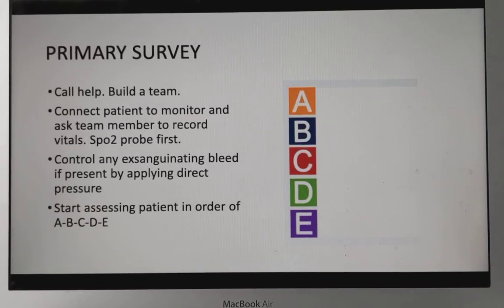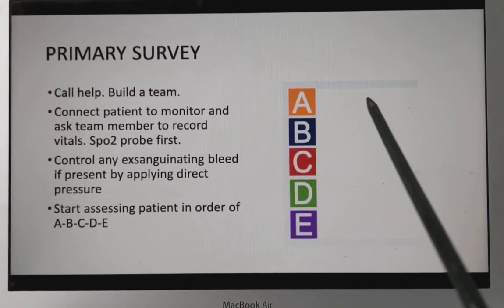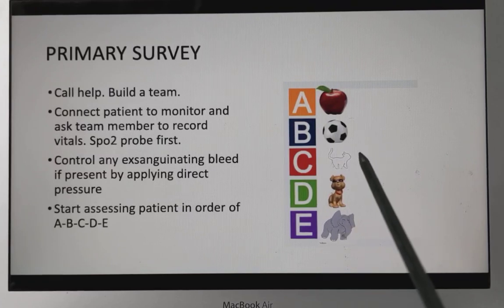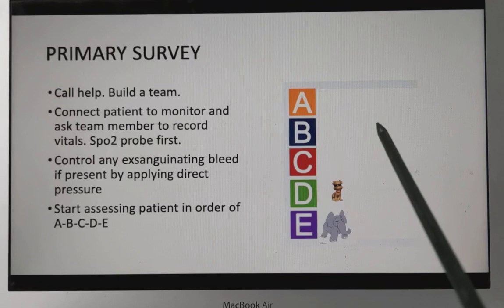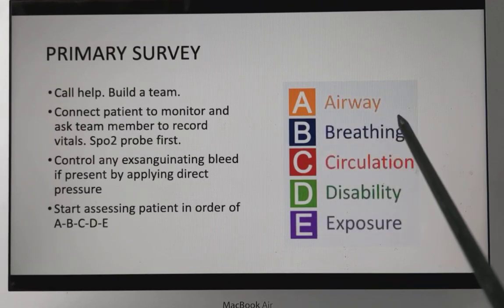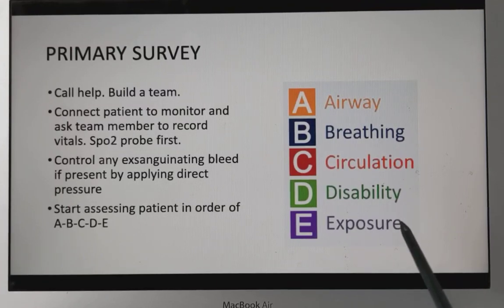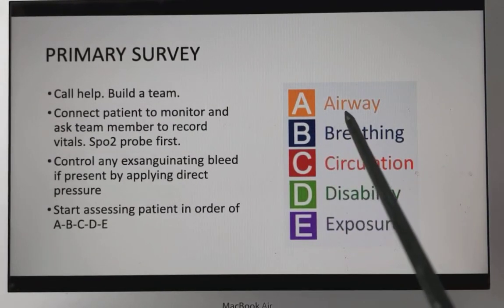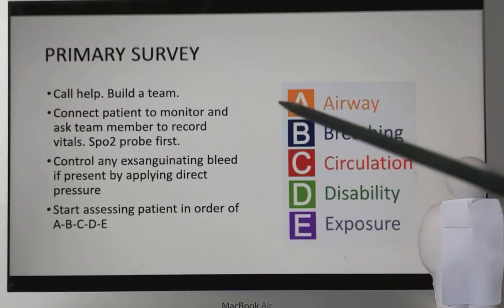ABCDE approach. Now, ABCDE, as we've learned, is not A for apple, B for ball, C for cat, D for dog, or E for elephant, but rather stands for A for airway, B for breathing, C for circulation, D for disability, and E for exposure. So this is how you start approaching a patient. So if, say, I have my patient here, this is how we will proceed.